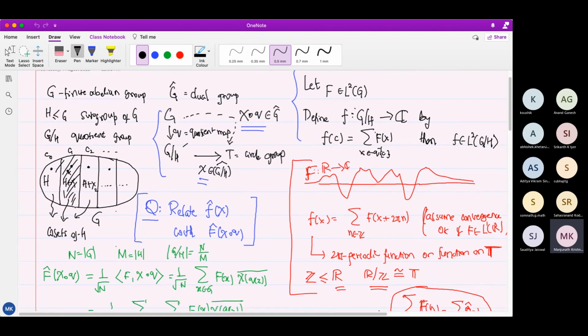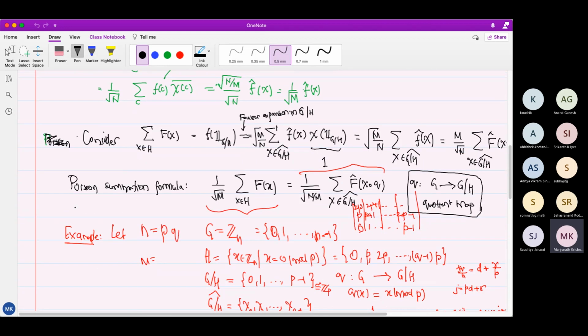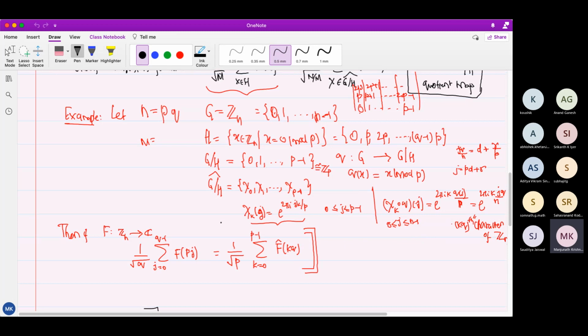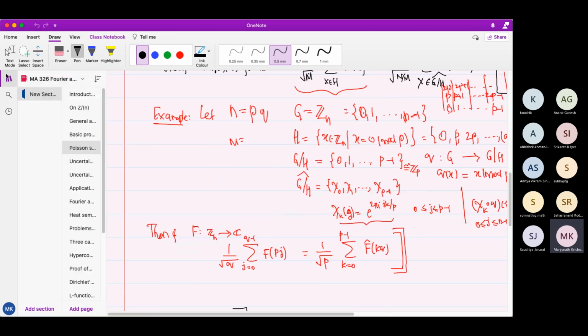You have G and G hat. And what I had done was, where is the formula? The function value summed at the elements of a subgroup is related to the Fourier transform summed at the characters of the quotient group. In particular for Z mod n, it was function value summed at multiples of P and Fourier transform values summed at multiples of Q. So this was the Poisson summation formula.